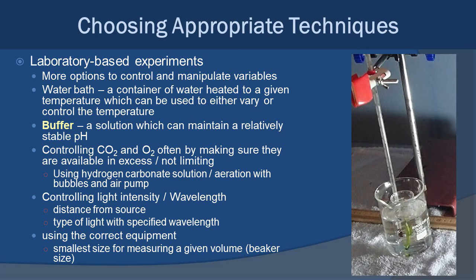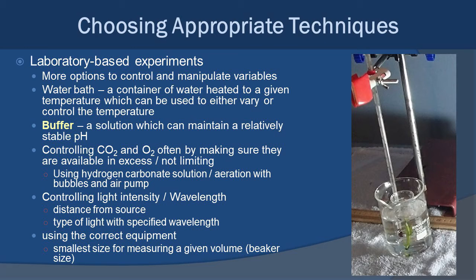setup. Now, in the lab, there are more options to control and manipulate variables just because of the nature of being in a controlled environment. Here are some examples. A water bath, for example, a container of water heated to a given temperature, which can be used to either vary or control temperature. Now, when we do the productivity experiment, where we measure the rate of oxygen bubbles being produced from a little sprig of a water plant called Elodea, I use a larger beaker with a larger volume of water as a water bath to help stabilize that temperature.